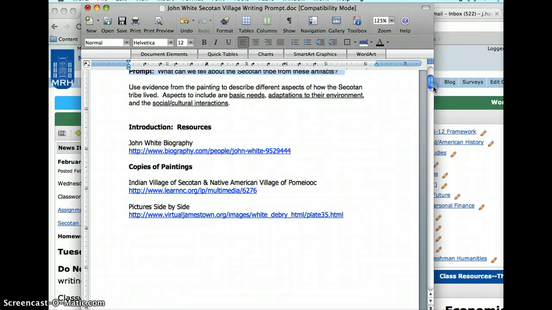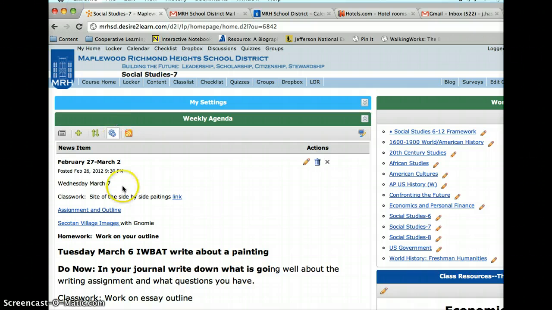So now if you've forgotten where you can find this, everything as normal is on D2L. The paintings are linked right there for you. The assignment and this outline that I was just going over is right there. And if you want the pictures that you've already downloaded, if you need a new copy, they're right there.